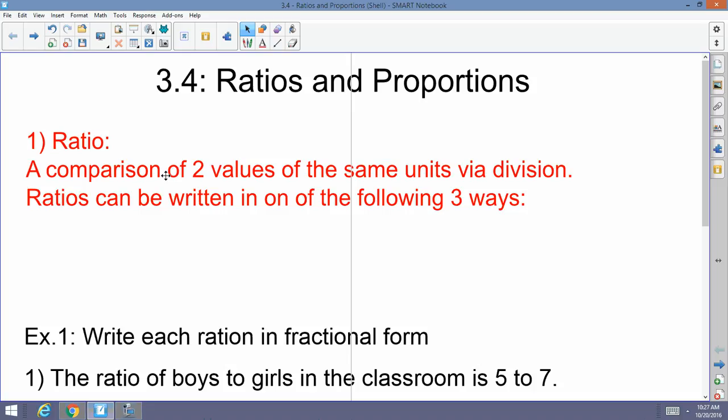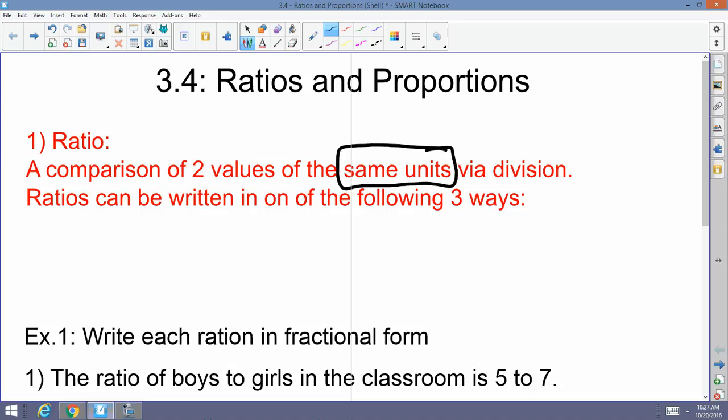So if we're talking about the ratio of boys to girls, that's the same unit. They're both humans. If we're talking about the ratio of short-haired dogs and long-haired dogs, that's still the same unit. If we're talking the ratio of questions answered correctly and questions answered incorrectly, we're still talking about the same unit, which is questions. So a comparison of two values of, again, guys, the same units via division.